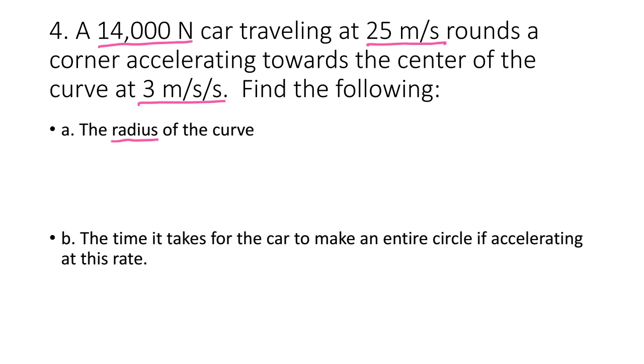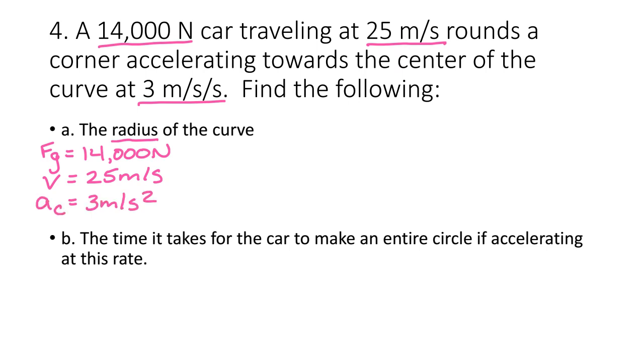Let's start by writing down what we know. We know the force of gravity, or the weight of the car, is 14,000 newtons. We know its velocity is 25 meters per second. And we know its centripetal acceleration is 3 meters per second squared. In order to find the radius of the curve, we can use the formula for centripetal acceleration because we have acceleration and velocity and are looking for radius.